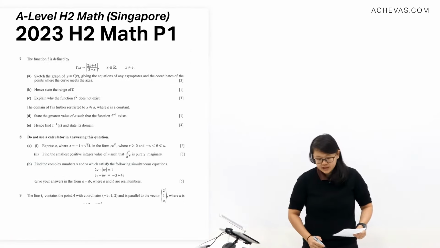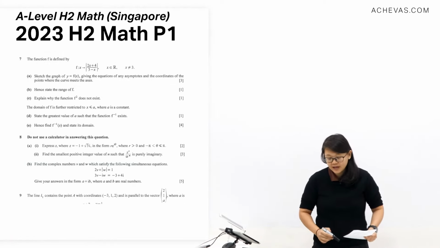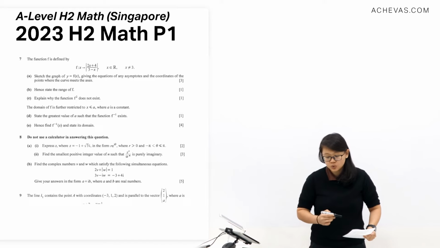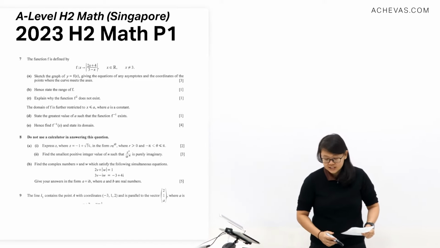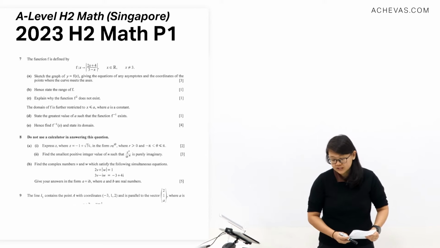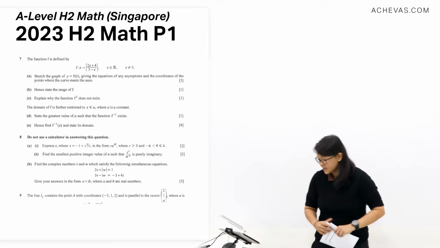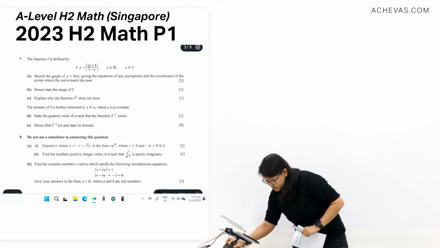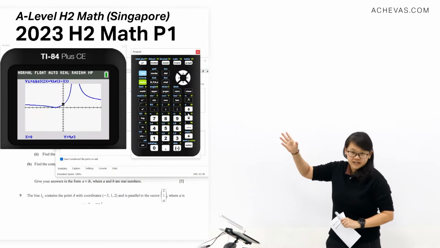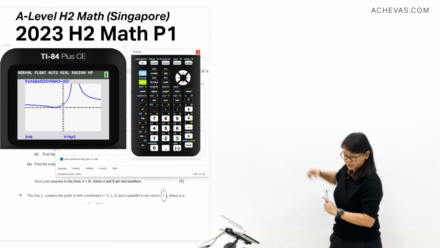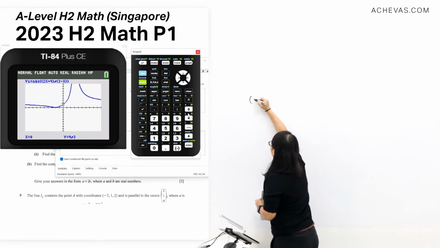Question 7. The function f is defined by f of x equals to modulus of 2x plus 4 divided by 3 minus x. Part A. Sketch the graph of y equals to f of x, giving the equation of any asymptotes and the coordinates of the points where the curve meets the axis. So let me just sketch it with my GC. And I have a graph here, and I'm going to transfer that diagram onto this board here for question part A.